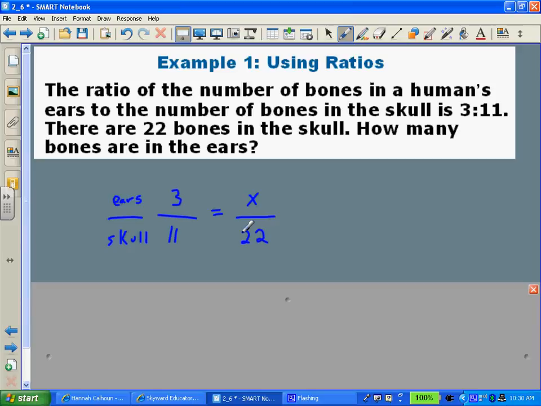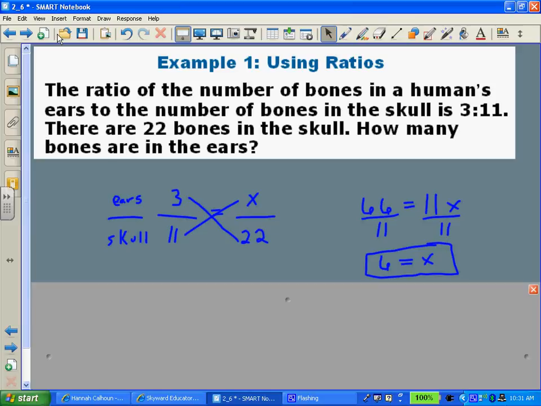Now this one's kind of an easy one. You probably already know the answer right now, but they won't all be this easy. So what we do is we cross multiply here. 3 times 22 is 66, and that's going to equal, because of our cross products property, 11x. So we have a little equation here. That's what the first half of Chapter 2 is about, solving equations. So now I solve for x, and I figure out that x is 6. So there's 6 bones in the ear. That would be how I'd figure out a missing part of a ratio using proportions.